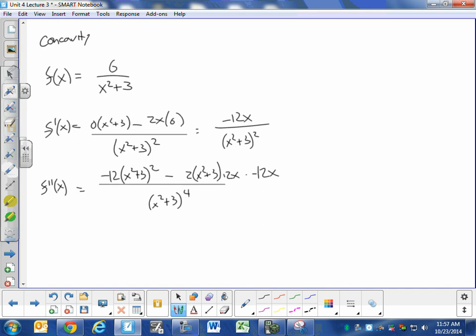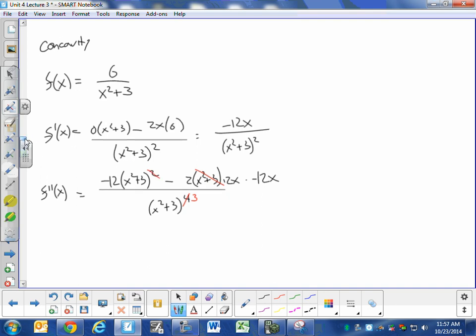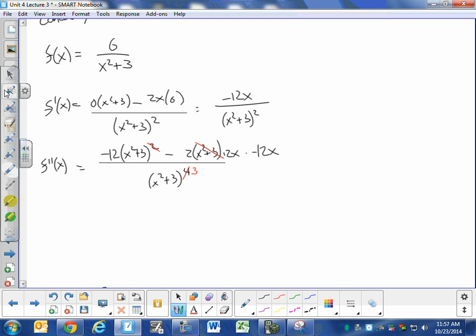Well, actually, this isn't that bad. I see right away I can cancel one of these x squared plus 3's. Okay? So I can get a second derivative that is not that nasty. And we'll set it equal to 0, or we'll see when it's undefined. However, notice we have x squared plus 3. That will never be 0. So I just have to set my numerator equal to 0.